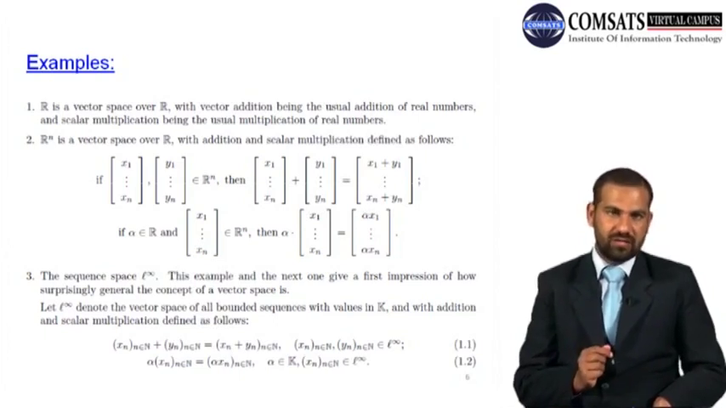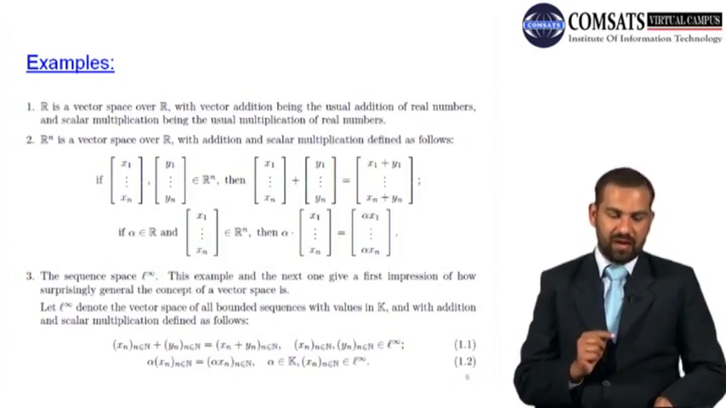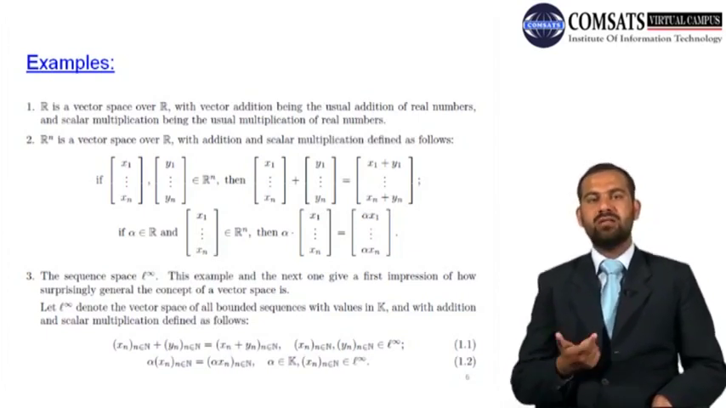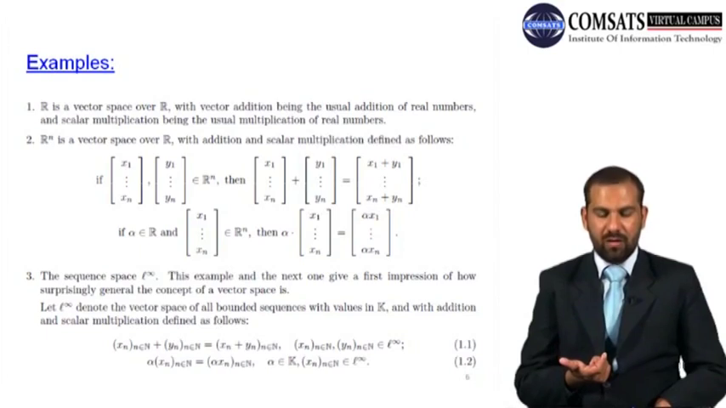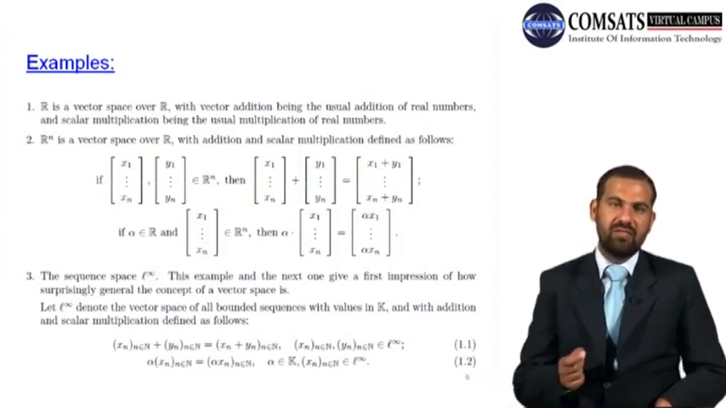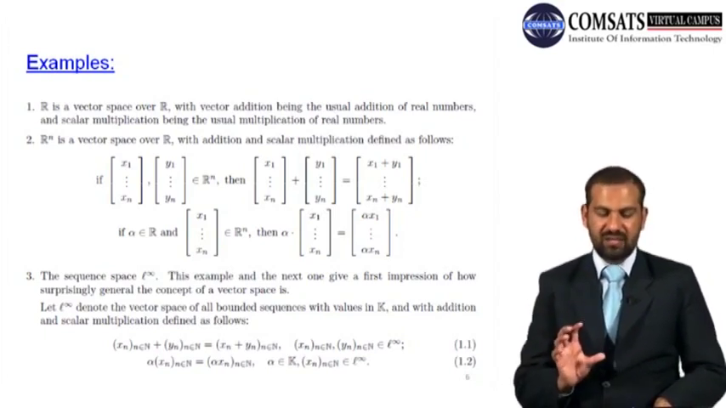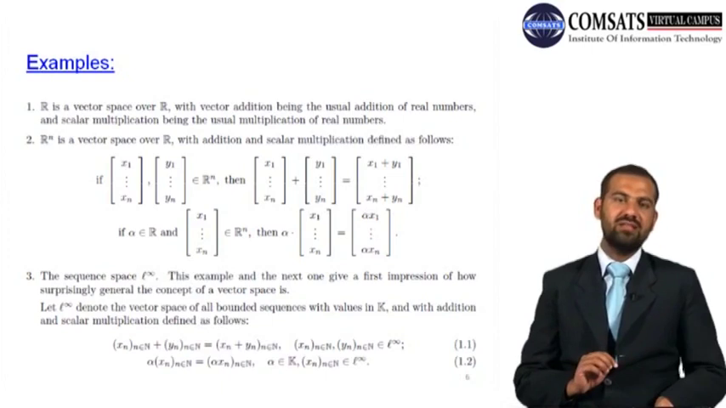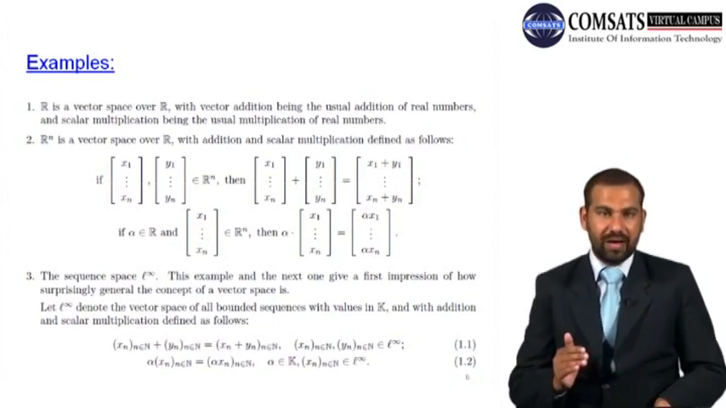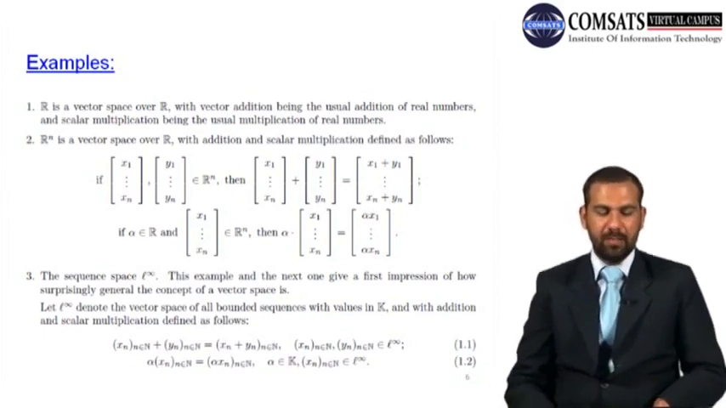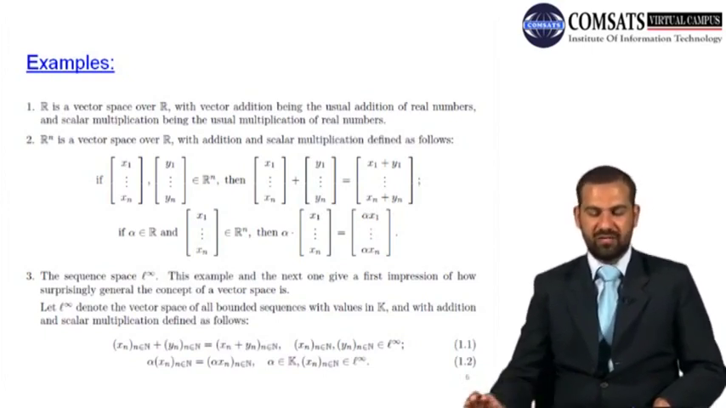And how do we obtain the scalar multiplication? Alpha times xn is equal to alpha xn, meaning every element of the sequence must be multiplied with alpha. So in this way we have the scalar multiplication. Under these two operations, addition and scalar multiplication, one can easily show that all 8 axioms of vector spaces are satisfied, and hence L infinity is a vector space.